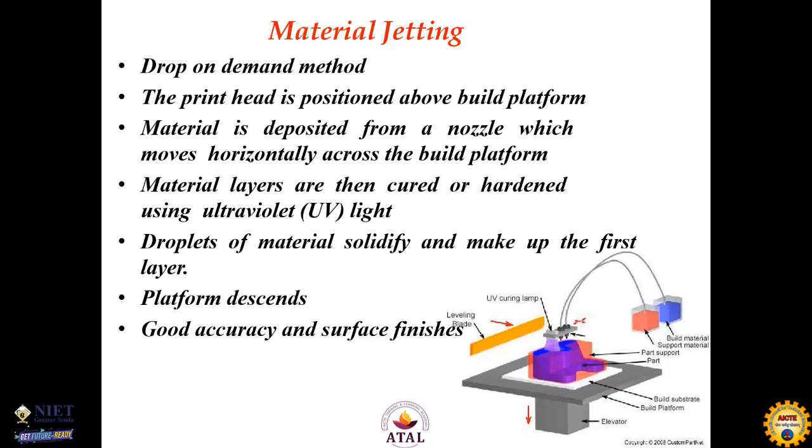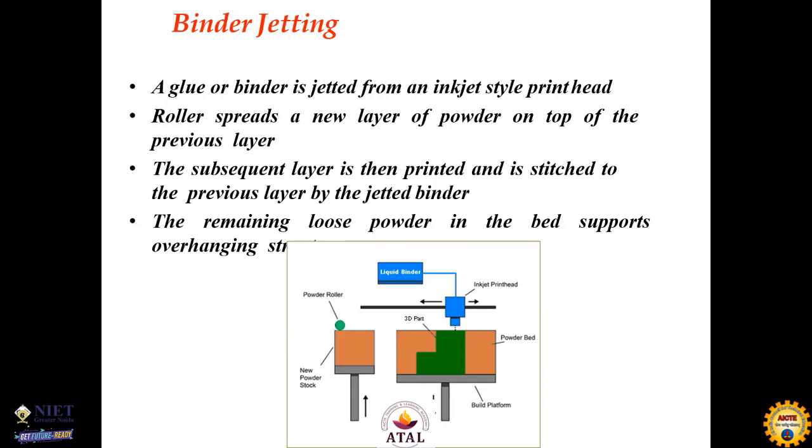Then in the binder jetting process, the glue or binder is jetted from an inkjet style print head. A roller spreads a new layer of powder on top of the previous layer. The subsequent layer is then printed and is stitched to the previous layer by the jetted binder. The remaining loose powder in the bed supports overhangs. You can see here the binder jetting process, a liquid binder used to bind the powder. This is similar to, you can say, your inkjet printing technology.